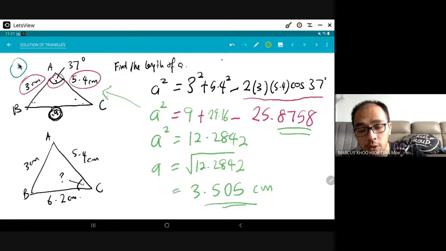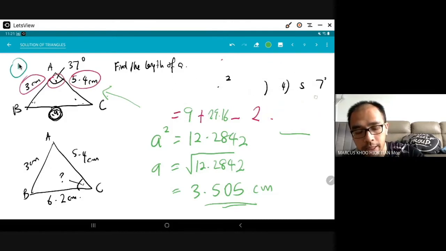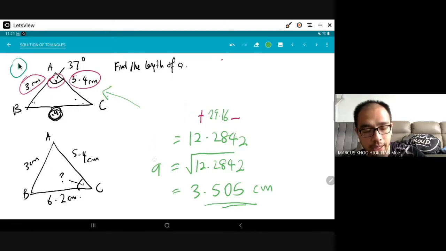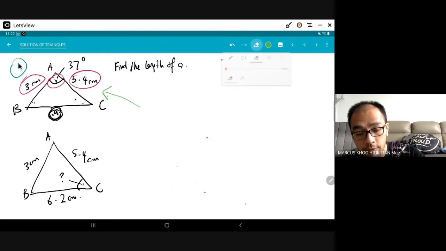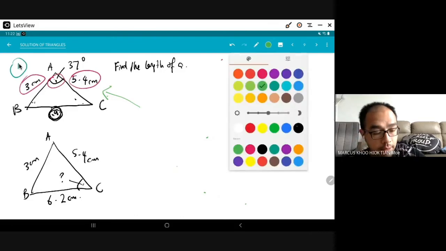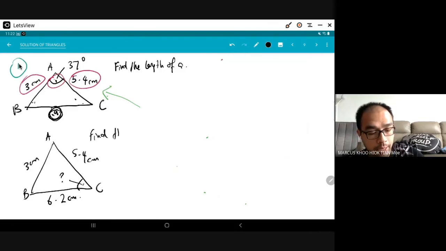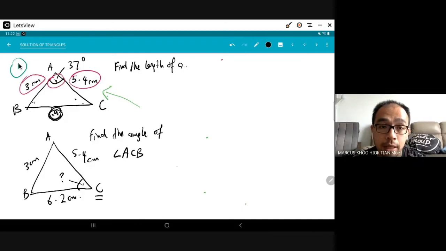Now I want to do the other question, which is this number 2 question. Let me rub this off. The number 2 question is find the angle of C, or find the angle of whatever this angle is. Find the angle of ACB, this angle. Same thing, we use the cosine rule.